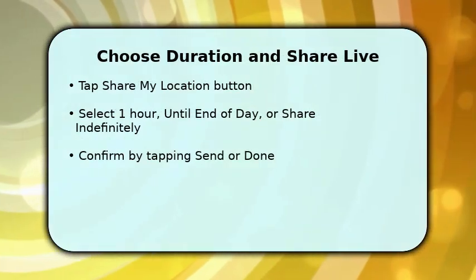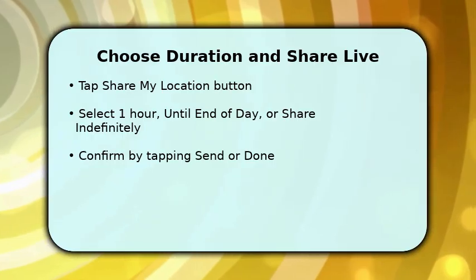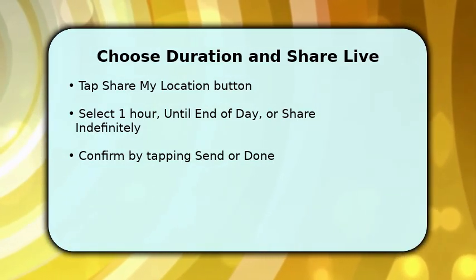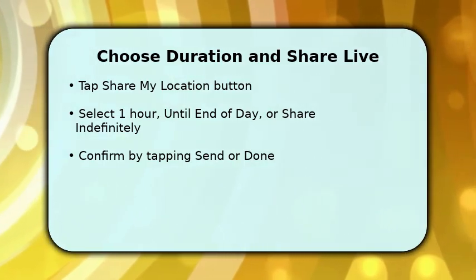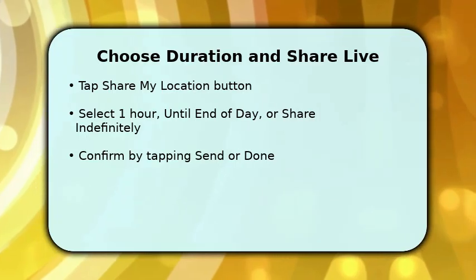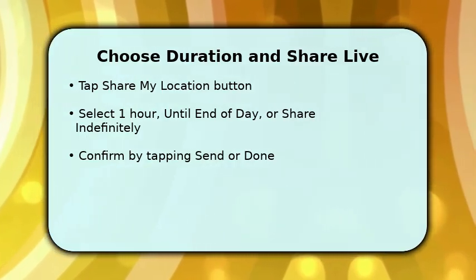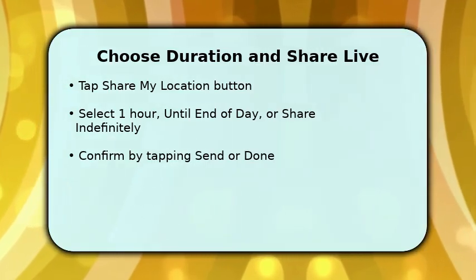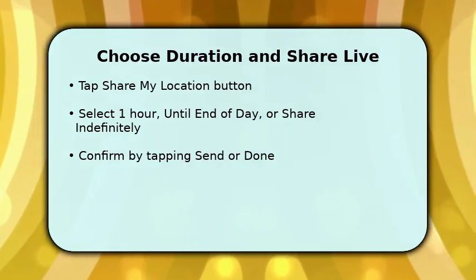Once you tap Share My Location, choose a duration: 1 hour, until the end of the day, or indefinitely if you'll be on the move. Select the option that matches your privacy needs. Shorter periods reduce exposure. After picking duration, the map preview appears. Double-check the pin matches your position. Then confirm by tapping Send or Done. Messages now displays a live map thumbnail. The recipient can tap it to follow your movement in near real time.